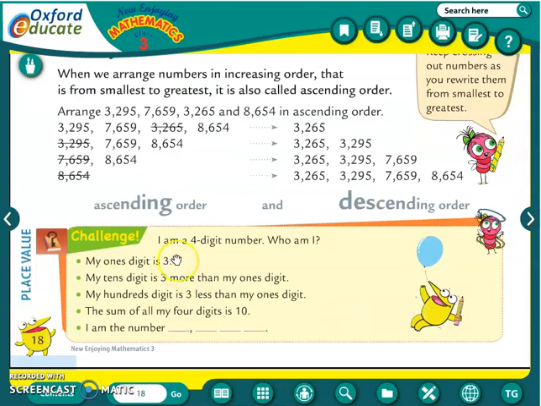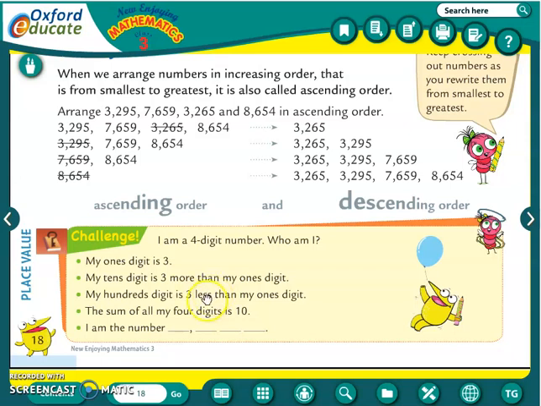Now a challenge is there that you have to do by yourself. That is your homework. Here what it is given. I am a 4-digit number. Who am I? My ones digit is 3, my tens digit is 3 more than my ones digit, my hundreds digit is 3 less than my ones digit, the sum of all my 4 digits is 10. So I am the number. Here you have to write the number from these clues. So this you can do by yourself and you have to try it by yourself.